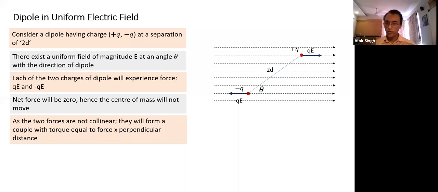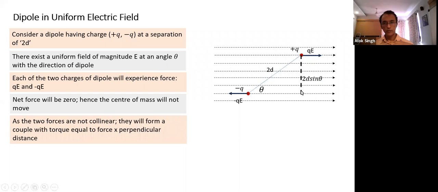What is the perpendicular distance? Two lines are given, two parallel lines. We should know how to find the perpendicular distance. Either we can extend the line and drop a perpendicular. This is the line along which the second force is acting, and this forms a right angle triangle. This length is 2d. This angle is theta. So the perpendicular distance, very easily you can figure out, is 2d sine theta.